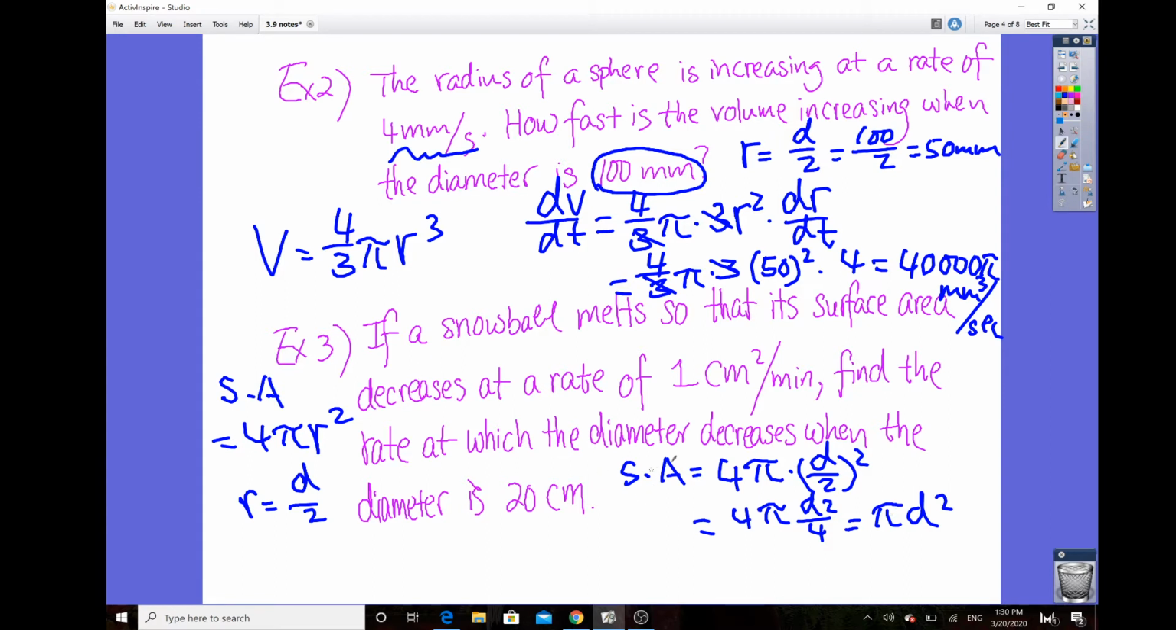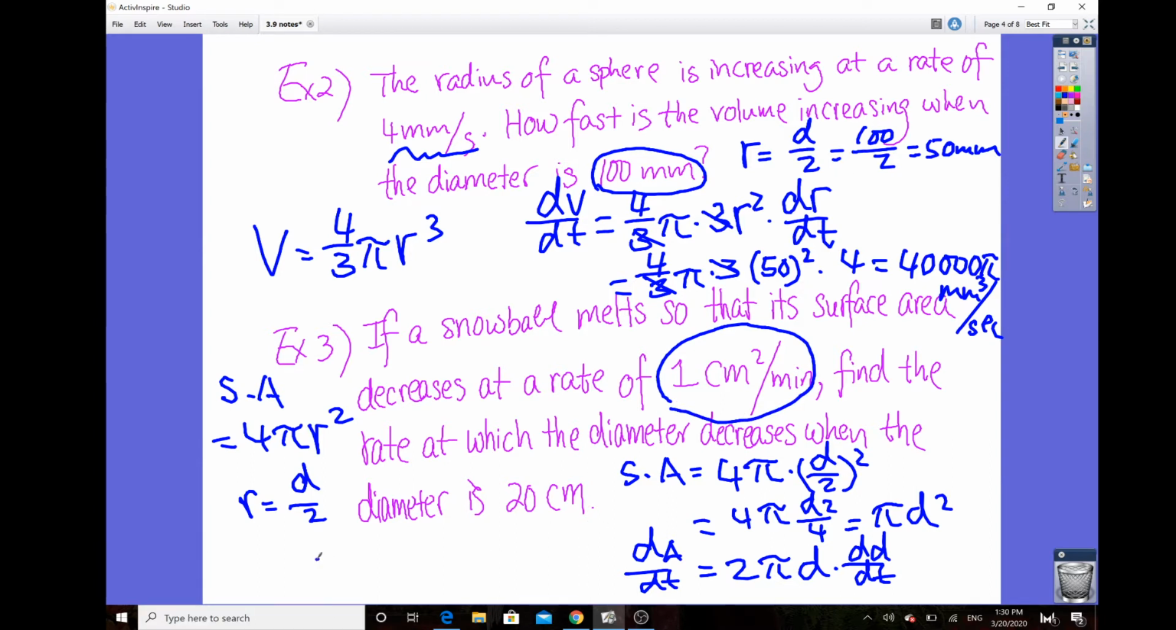Now from here we want to take the derivative. The rate of change of the surface area would be dA over dt. And the derivative of pi d squared is 2 pi times d. And don't forget to take the derivative of the diameter implicitly, so it's dd over dt. Make sure that you take the derivative of the variable with respect to time. So 1 square centimeter per minute just tells you the rate of change of the surface area.